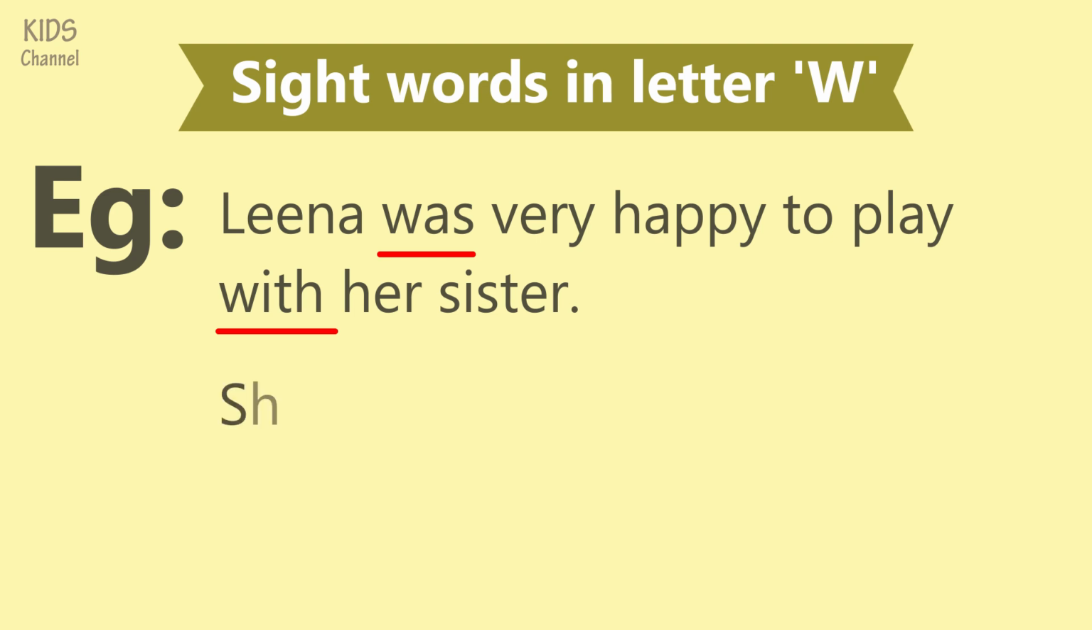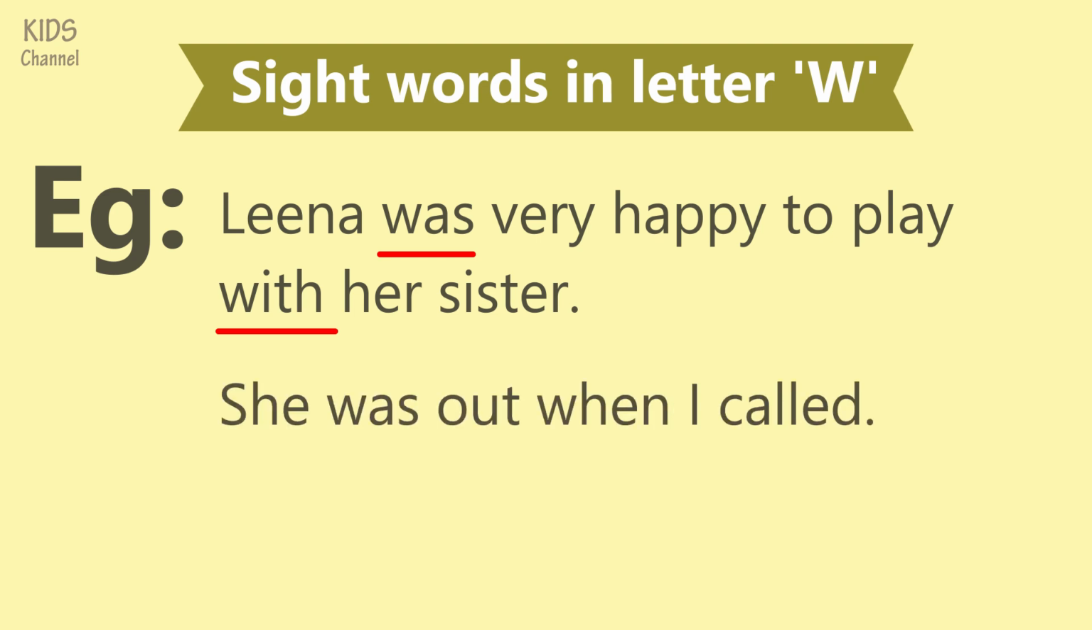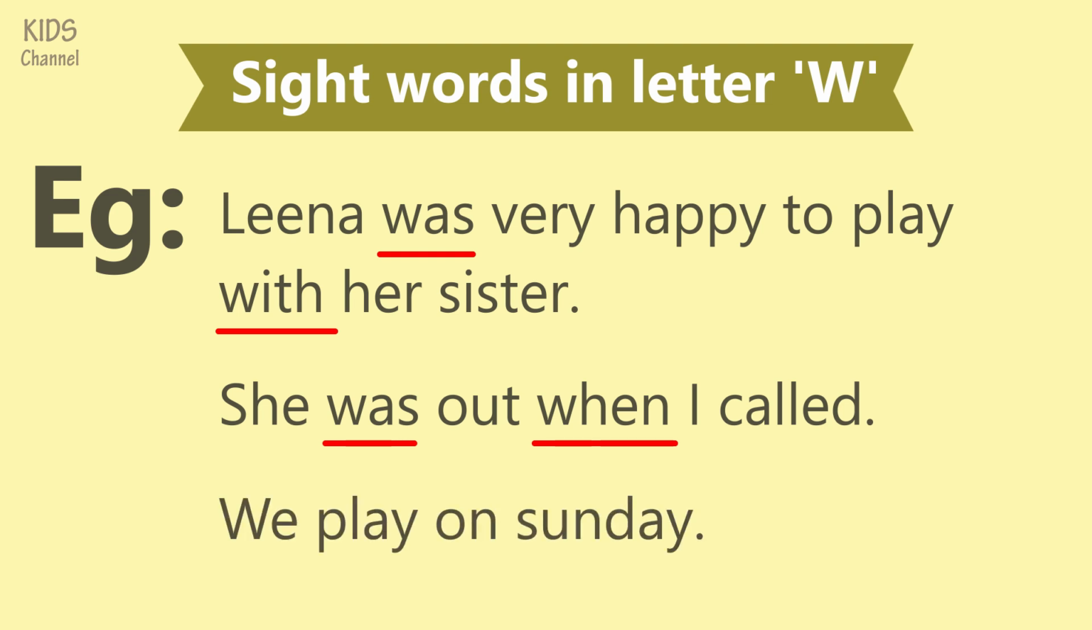Example 2. She was out when I called. Here, was and when are the sight words in letter W. Example 3. We play on Sunday. Here, we is a sight word in letter W. From the above examples, was, with, when, we are the sight words that you can identify from the letter W.